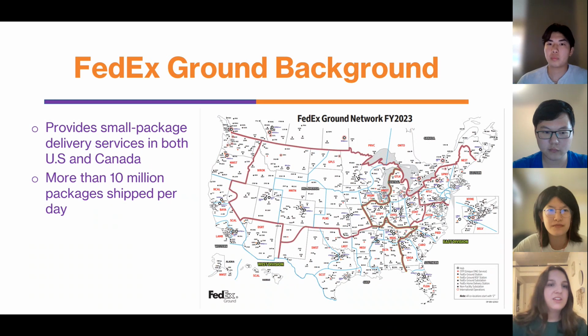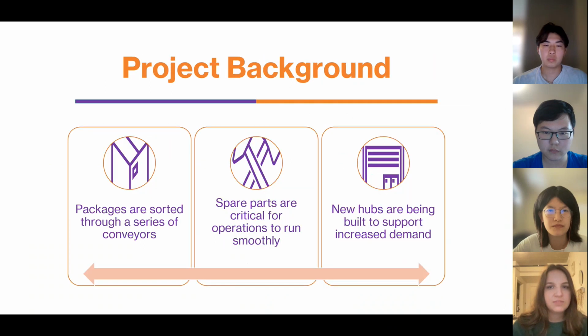So first, a little background on FedEx. They provide small package delivery services in both the United States and Canada, and they ship more than 10 million packages per day across these facilities. More specific to our project, in these facilities, packages are unloaded from the trailers and sorted through a series of conveyors. Spare parts are critical for this because they need to be available just in case one of these conveyors were to break down. And this is an increasing issue as new hubs are constantly being built to support FedEx Ground as they grow.